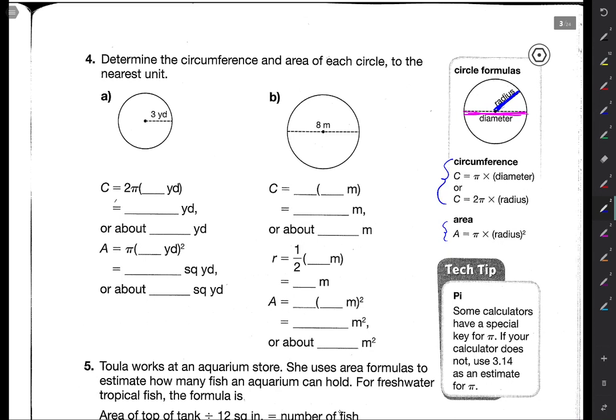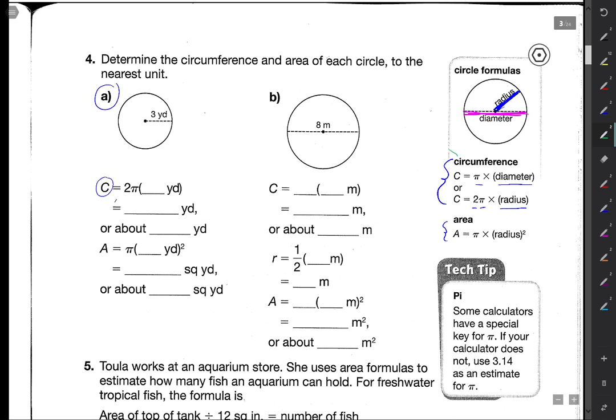So now let's look at A. We need to find the circumference of this circle here. So our circumference formula is either going to be pi times the diameter, or we can use 2 times pi times the radius. So if we look at A here, they want us to start off by finding the circumference. Now the circumference is the distance around the circle. So let's just put that here. Circumference is distance around the circle. Or in other words, like the perimeter of the circle.